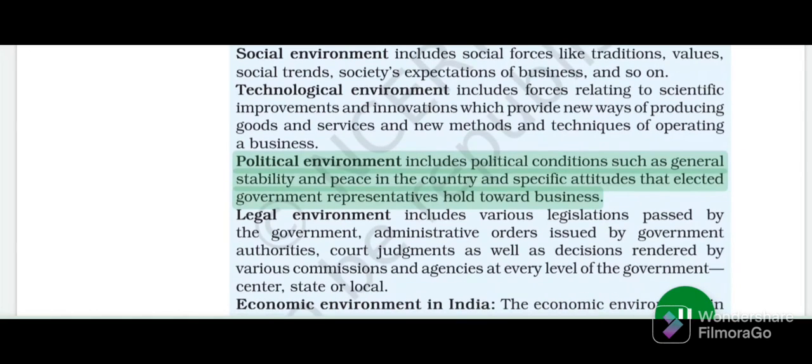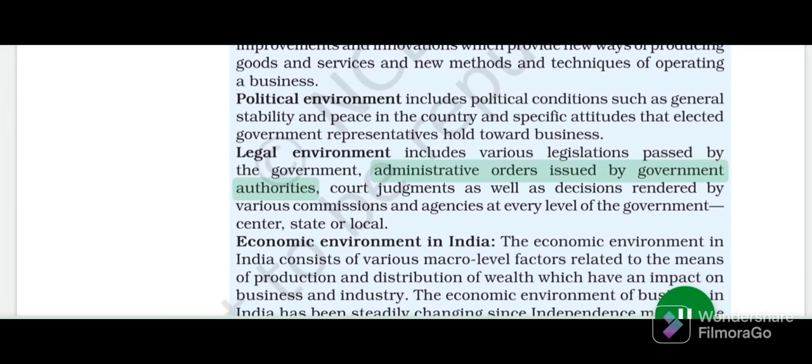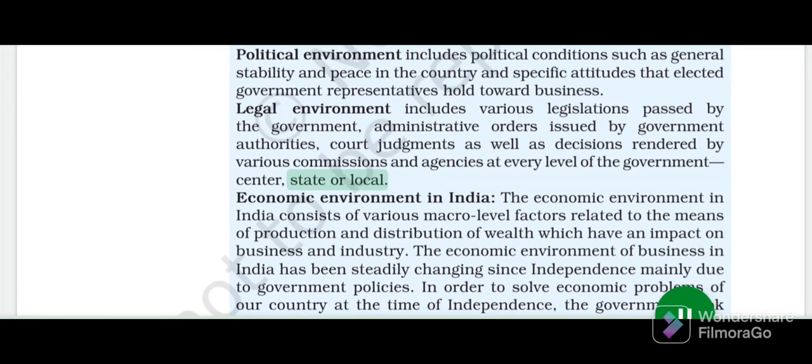Political environment includes political conditions such as general stability and peace in the country and specific attitudes that elected government representatives hold toward business. Legal environment includes various legislations passed by the government, administrative orders issued by government authorities, court judgments as well as decisions rendered by various commissions and agencies at every level of the government, center, state or local.